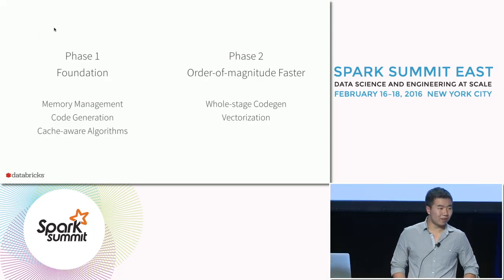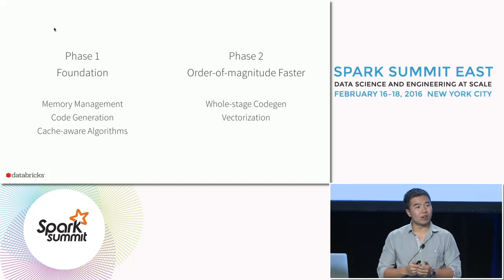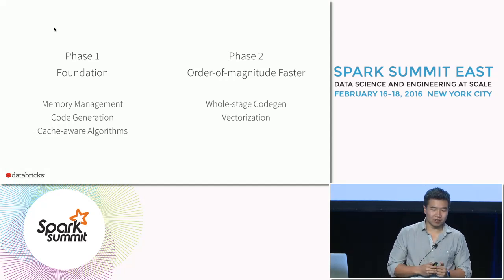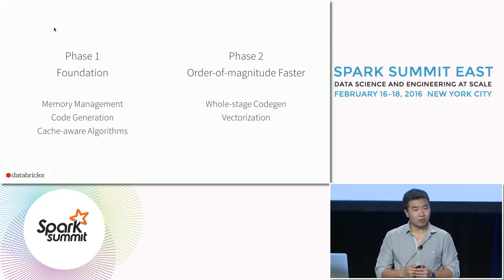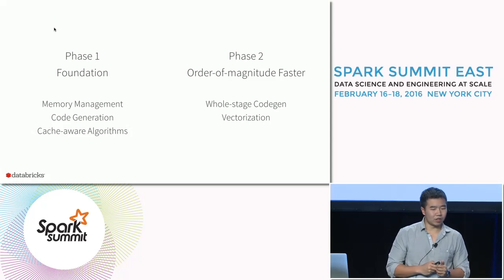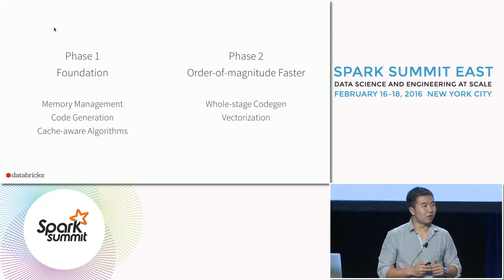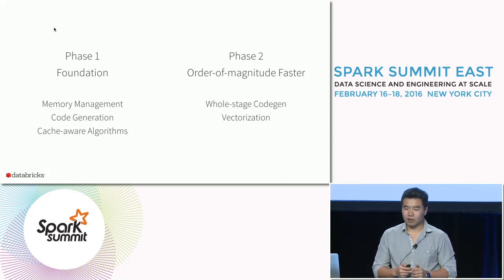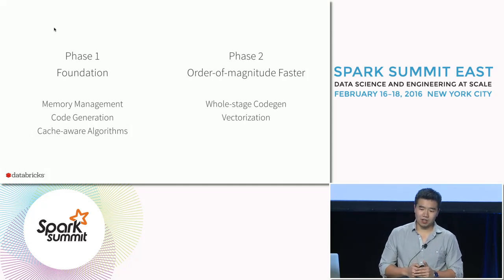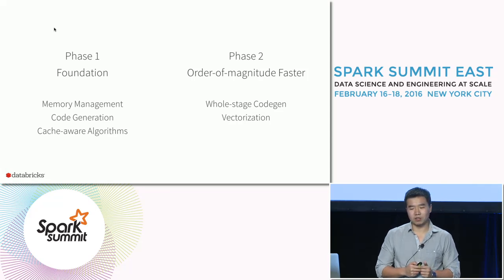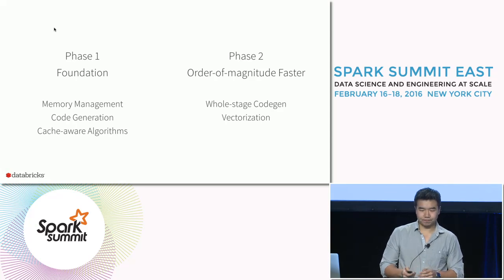So in phase 1, this is the work done in the last few 1.x releases, we focused on improved memory management. We built the foundation to support runtime code generation, and we implemented a few cache-aware algorithms to better take advantage of the hardware properties. Most of the work that I'm going to be talking about today is what we're calling phase 2, where our goal is to make Spark run an order of magnitude faster, 10 times faster, using these two techniques, whole stage code generation and vectorization.